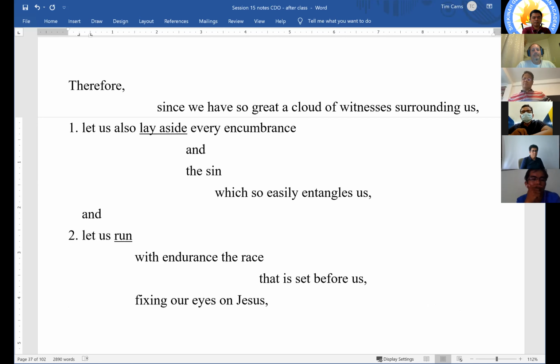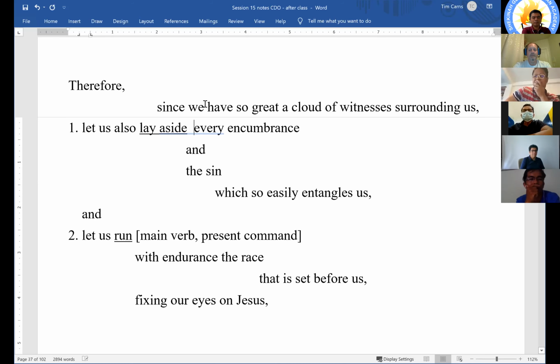Now, there's one little problem here, men. This verb, problem with the translation. This verb run is a main verb, okay? It's a present tense command. This verb, let us lay aside, is an aorist participle. Okay, or in Greek, it's actually having laid aside that is the literal translation.